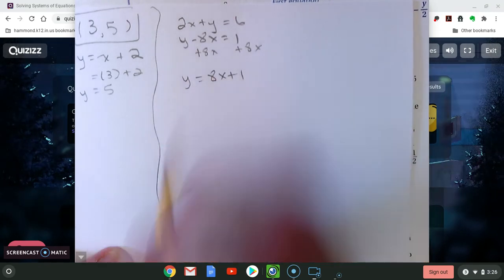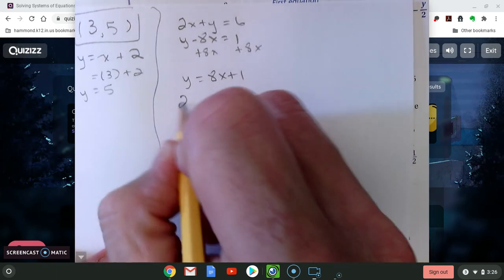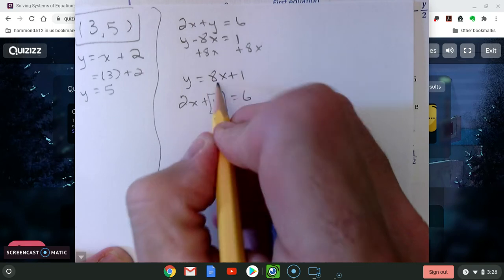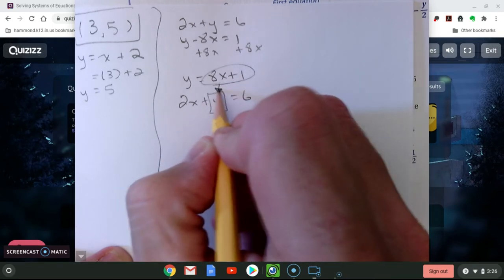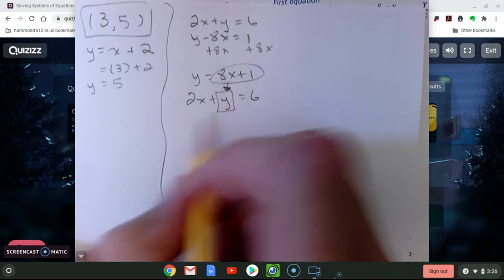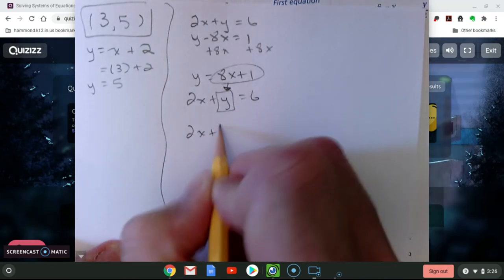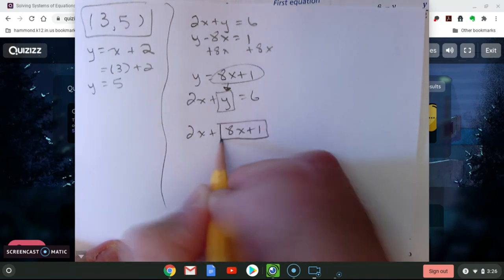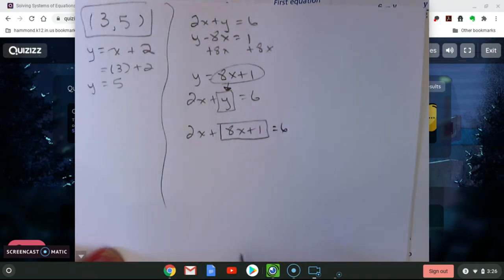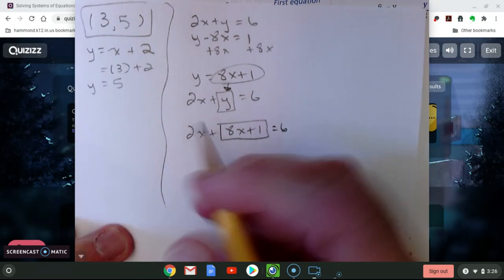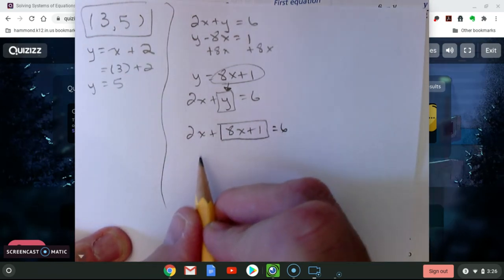These two expressions are equal. My other equation is 2x plus y equals 6. So I can take this 8x plus 1 and substitute it in place of the y, equals 6. So go ahead and pause the video, and you can solve this equation on your own. Check your work against mine.